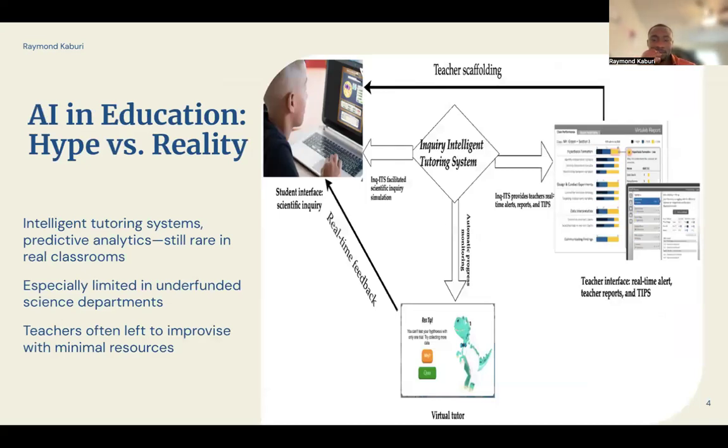Now let's look quickly at AI in general, also in education, and whether it's hype versus reality. Intelligent tutoring systems and predictive analytics are rare in classrooms, especially limited to the unfunded science department. Teachers are often left to improvise with minimal resources. So we all know, from my background where I'm coming from, there were a lot of challenges, which doesn't mean they don't still exist. They still exist, but it's better than before.